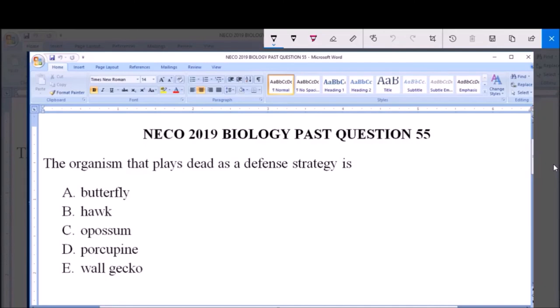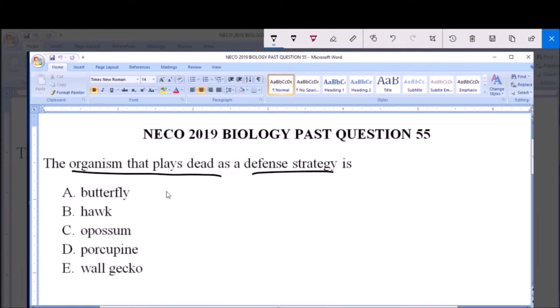I will be answering NECO 2019 biology past question 55. The organism that plays dead as a defense strategy is A. Butterfly, B. Hawk, C. Opossum, D. Porcupine, and E. World Gecko. Now we're asked to pick an option that is an organism that plays dead as a defense strategy. Like we know, most animals have their own strategy by which they defend themselves against predators.